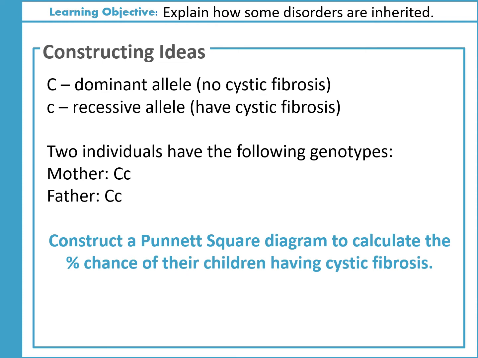Okay, so what I want you to do is make a Punnett square now and calculate the percentage chance of their children having cystic fibrosis. So pause the slide here and just do that quickly. Okay, hopefully you've come up with a result.